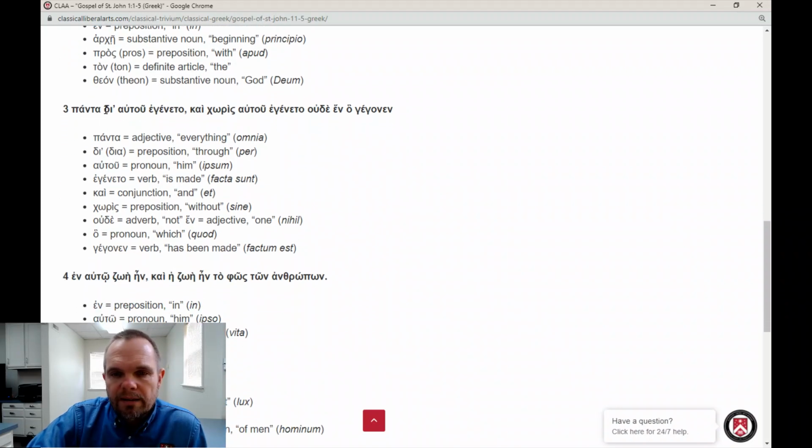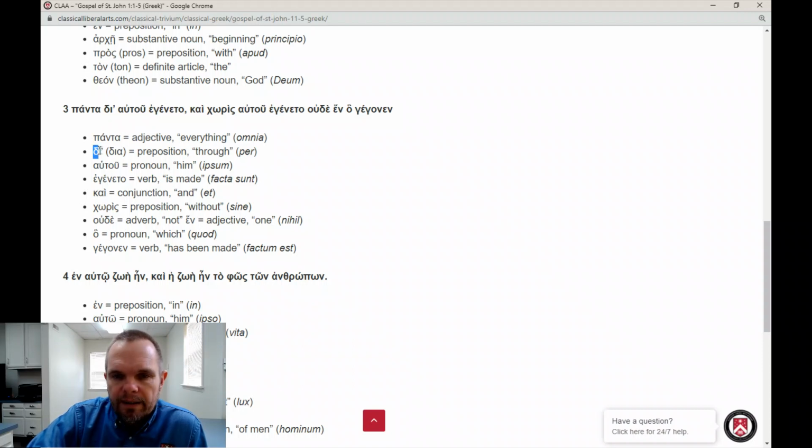Verse 3, Panta di' autou egeneto, kai chōris autou egeneto oude hen ho gegonen. Notice here we have this word di' with an apostrophe because it's a contraction.